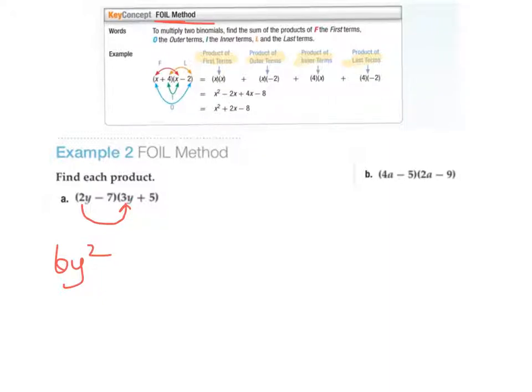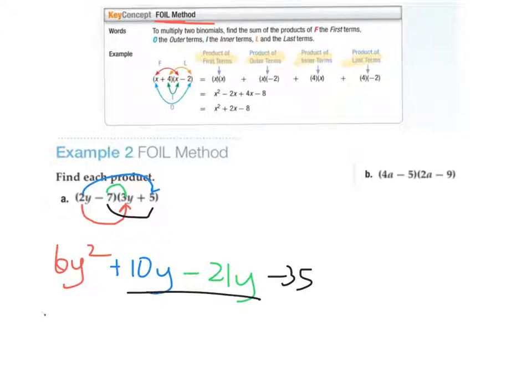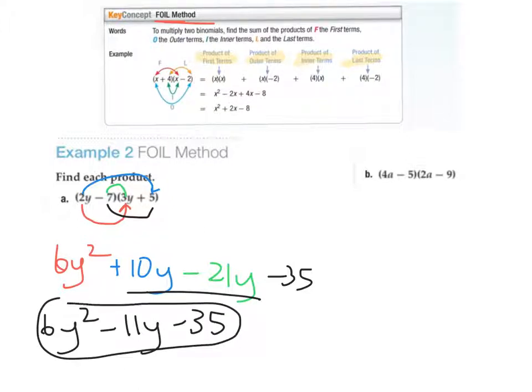Then I'm going to take my outside, which are these two outside ones, and I get 10y. Then I'm going to take my inside, so negative 7 times 3 is a negative 21y. And then I'm going to take my last terms, negative 7 times 5, I get negative 35. And if you combine like terms, these are like terms, the middle terms, I get a negative 11y minus 35. And so there's my answer. Same exact thing I just did in the last slide, except that we call it FOIL.